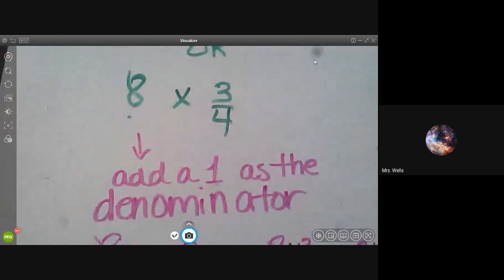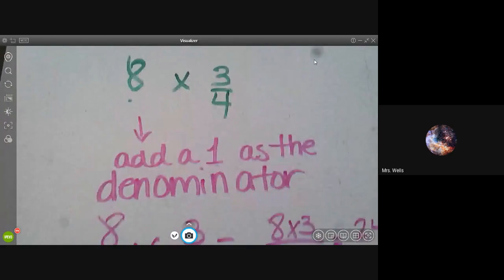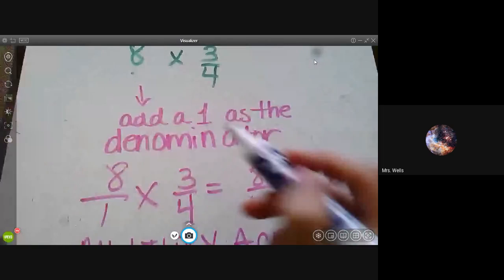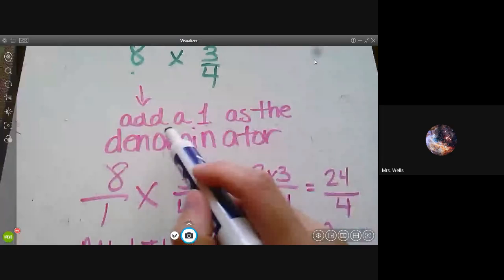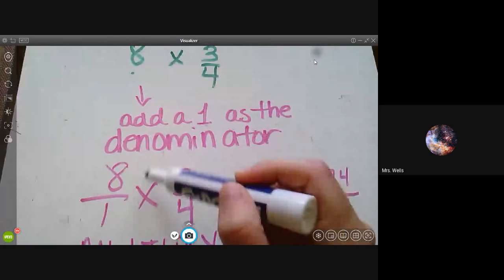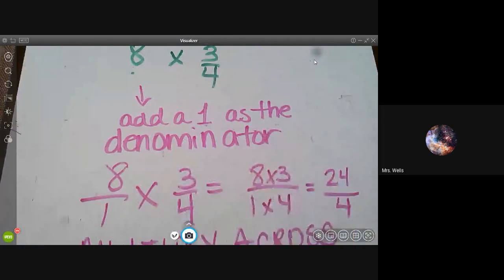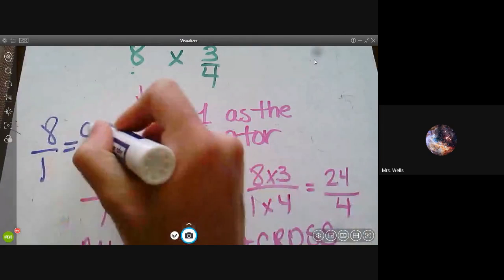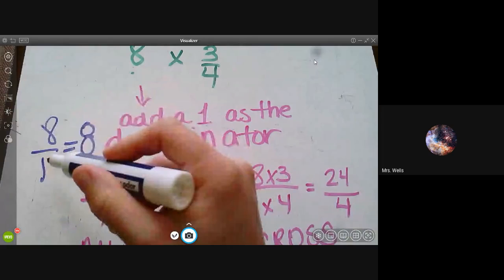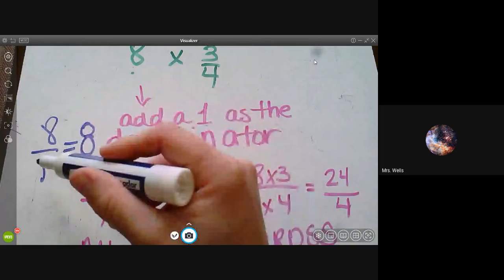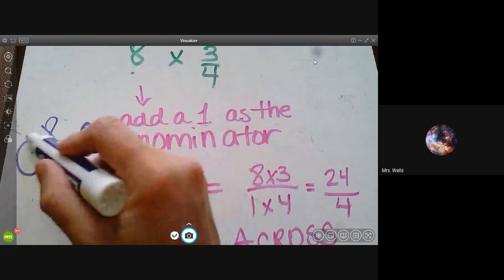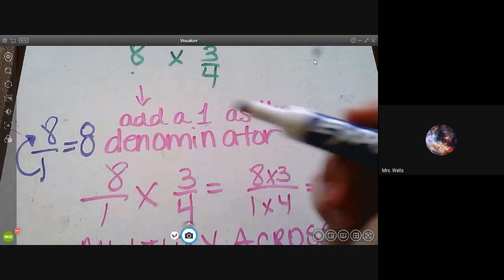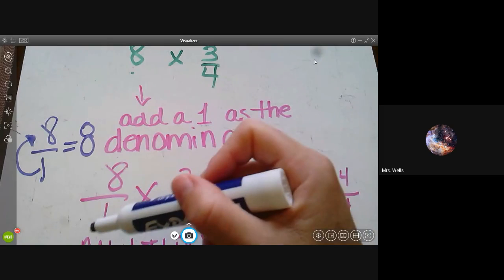So, and this would probably help a lot of you, I write a 1 as my denominator. So I have my whole number as 8, and automatically underneath it is 8 over 1, because 8 over 1 equals 8. So you're pretty much telling me the same thing, you're just putting it in different terms. Because remember, this is an improper fraction. 1 divides into 8, 8 equal times. So 8 over 1 times 3/4.